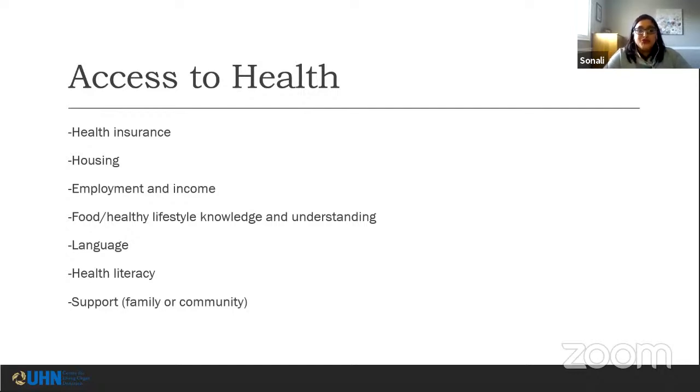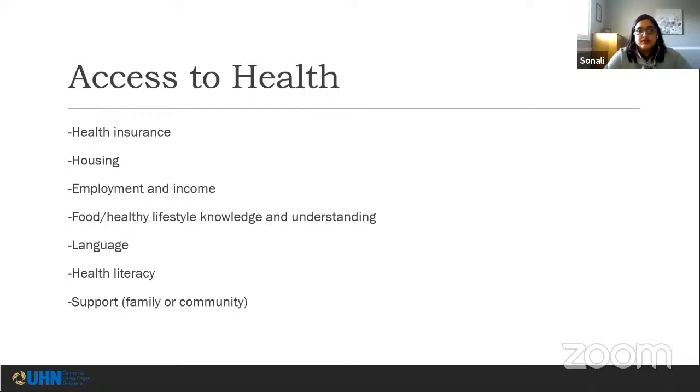Language, if you don't speak English, if you don't have access to somebody who speaks English, navigating any system in a new country can be very challenging. Added to that, if there's a health issue or limited support, you're adding layer upon layer.